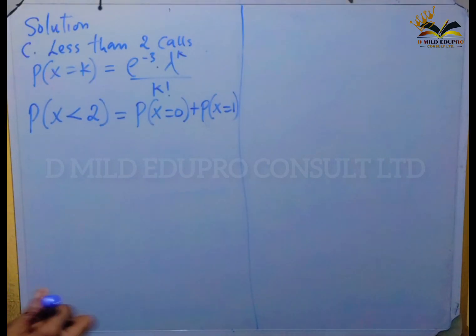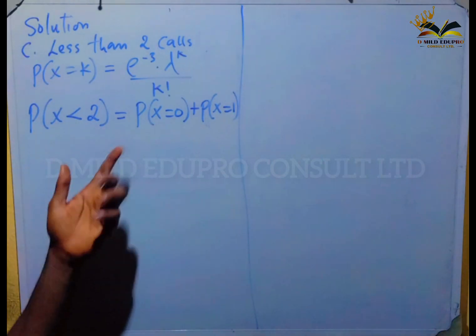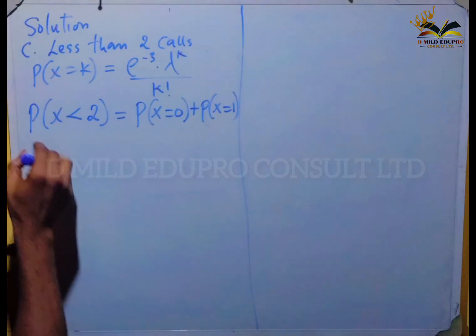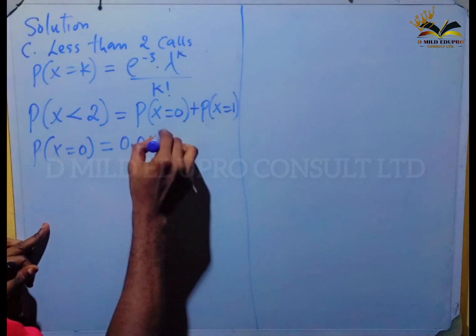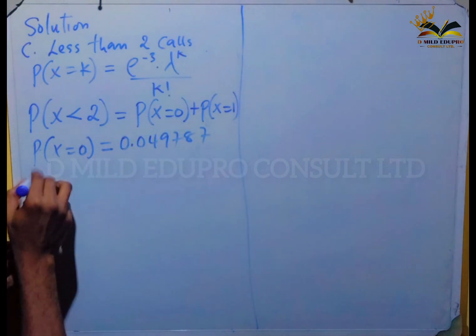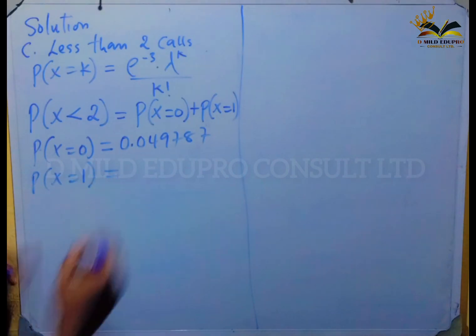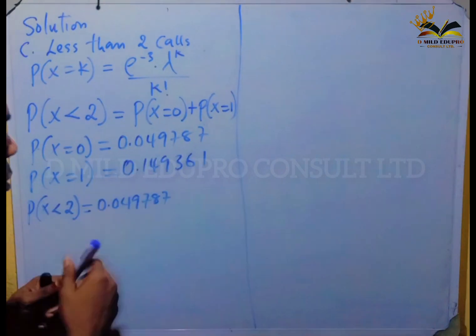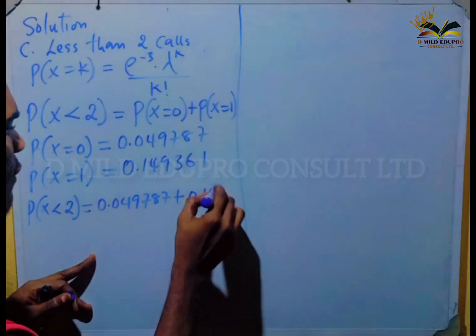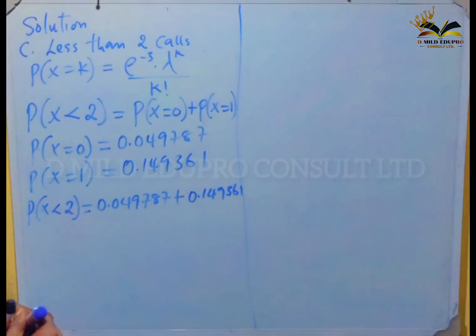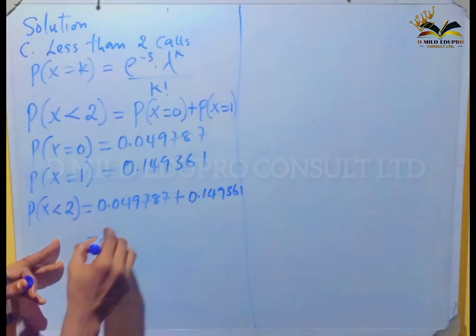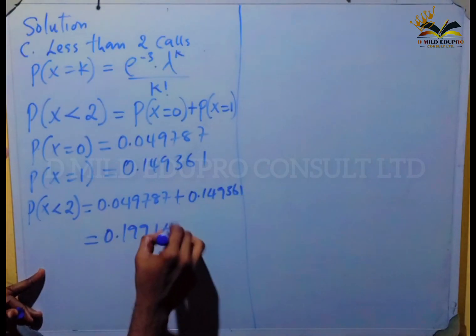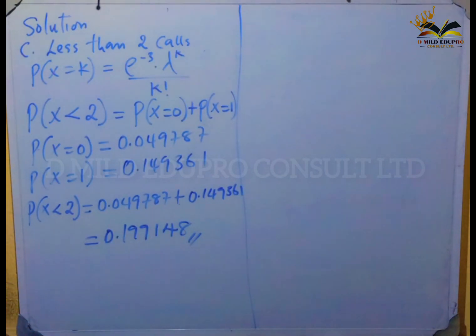Remember, the only thing we're not going to do is subtract it from 1, because we're talking about less than 2 calls. Probability of x equals 0 will now be 0.049787. Then probability of x equals 1 from the values we got in the B part, plus 0.149361. So when you sum all this together, that will be your final answer, 0.199148. So for less than 2 calls, you are going to have this.